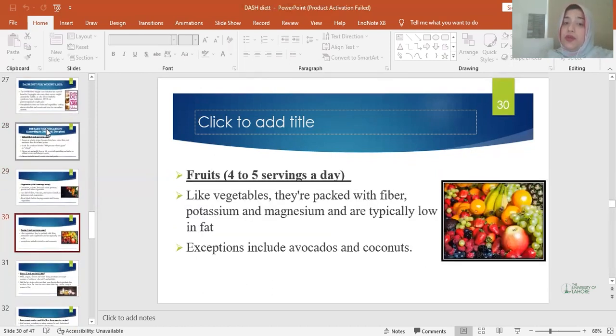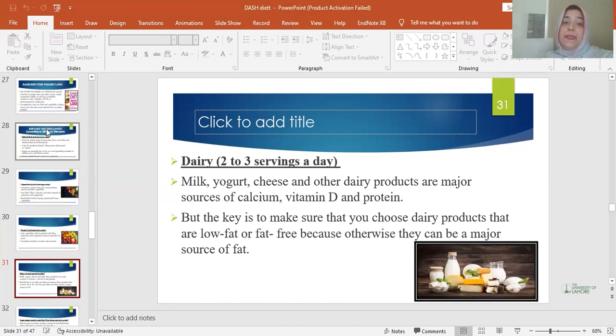When talking about fruits, aim to add 4 to 5 servings a day. Like vegetables, they are packed with fiber, potassium, and magnesium, and typically low in fat, except avocados and coconut, which have natural fats present in them.